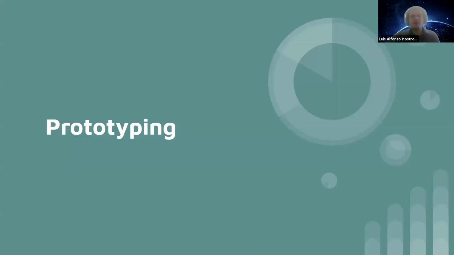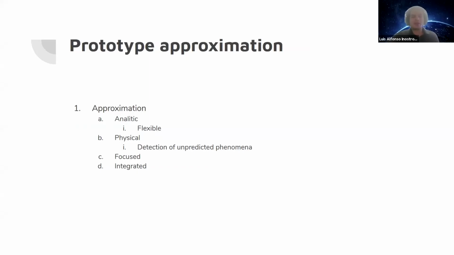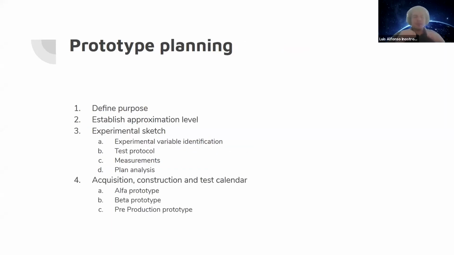After you have chosen a concept and made sure that it is the correct one, then we go to prototyping, where we have different types of prototype, like analytical or physical, focused or integrated. These kinds of prototypes are defined after we define a purpose. You have to define a purpose, because you can't do a prototype just because you can. It costs money. So after that, you establish an approximation level, and an experimental sketch in which you establish what you are going to measure, how you are going to measure it, and what you are going to do with these measures.